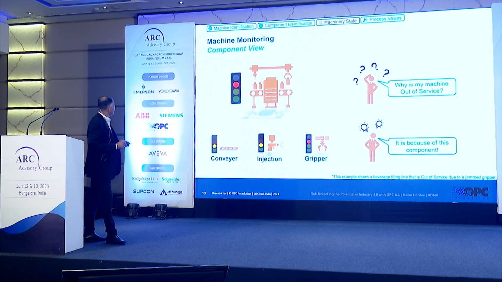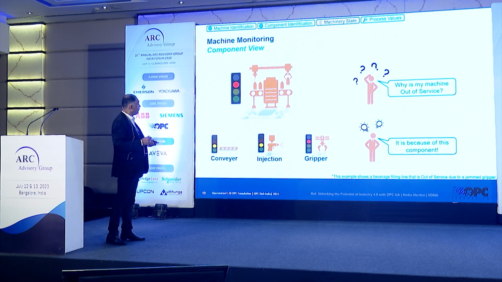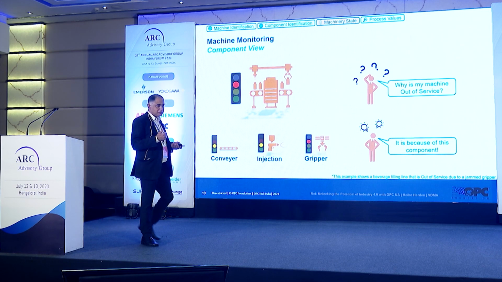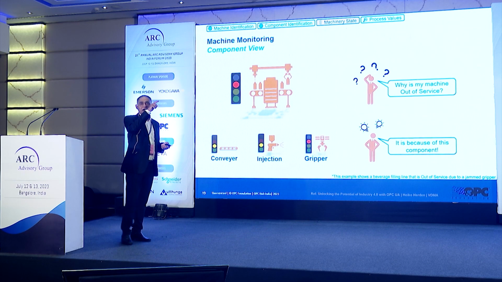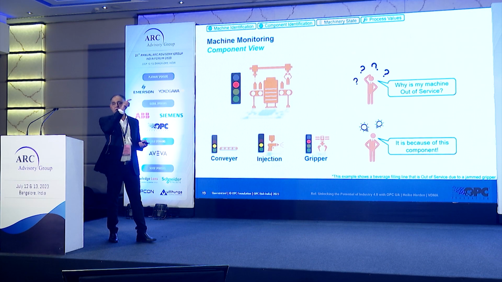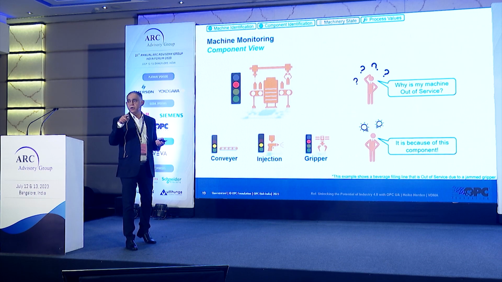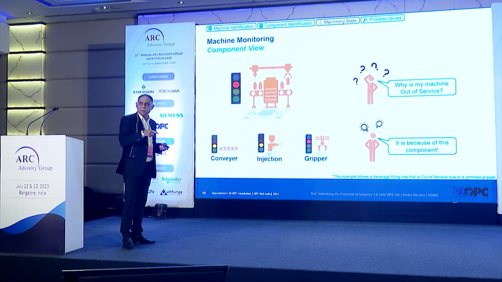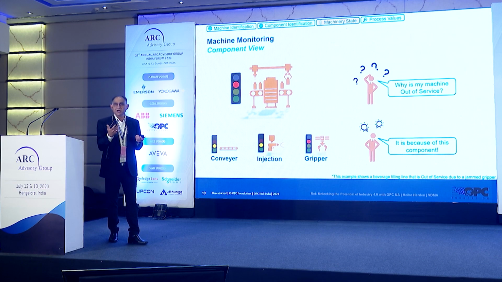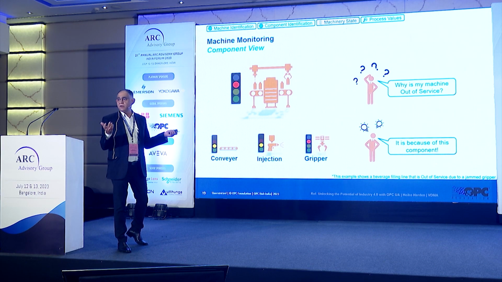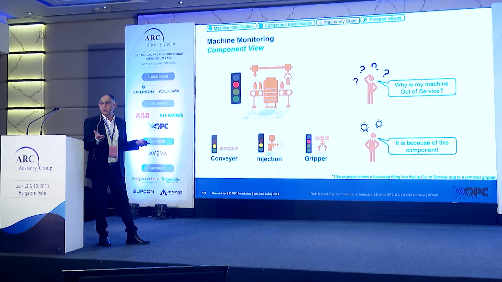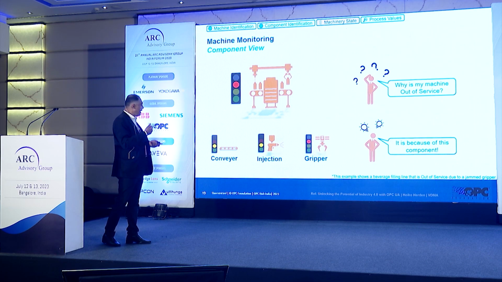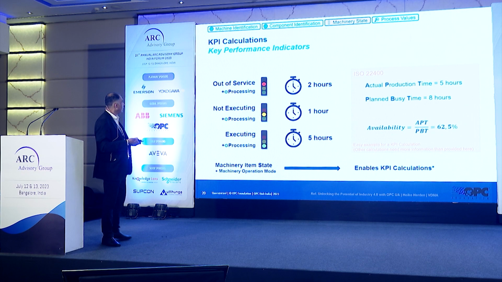Now, another thing is component view. If your machine is out of service, how do I know why it is out of service? Because I have already structured my model, I can go to the machine and then go to its components and find out which component has a problem. And this is automatically given by the structure, because you have already modeled your whole machinery and its components in a way which is browsable, and you can easily find out where the problem is in a machine.